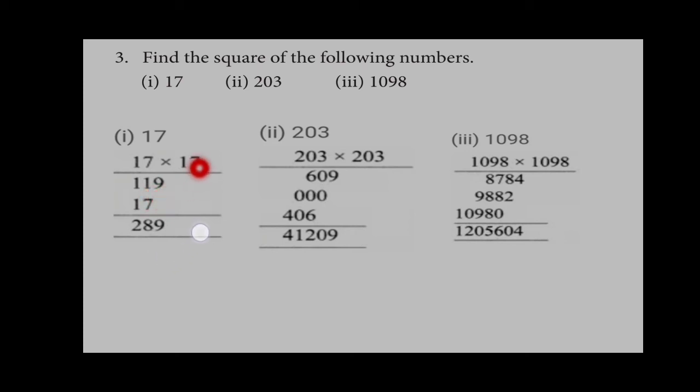119 plus 70. Understand? So 7 7s are 49, 9 carries 4, 7 1s are 7, 7 plus 4 is 11. Okay, 119. Then we have to add a 0, 1 7 is 7, 1 1 is 1. So 9, 7 plus 1 is 8, 1 plus 1 is 2. So 203. The square of the number 203 is 203 into 203. And we do the simple multiplication with the same number. Understand?